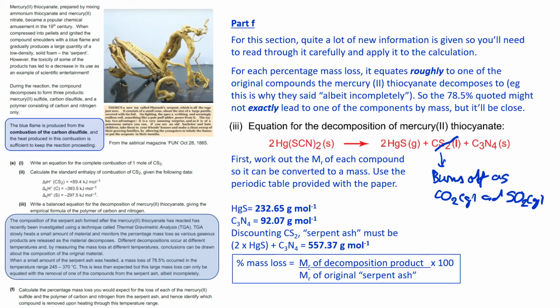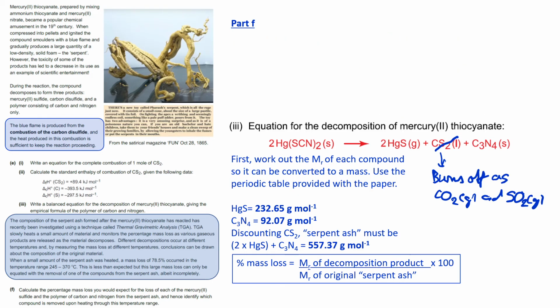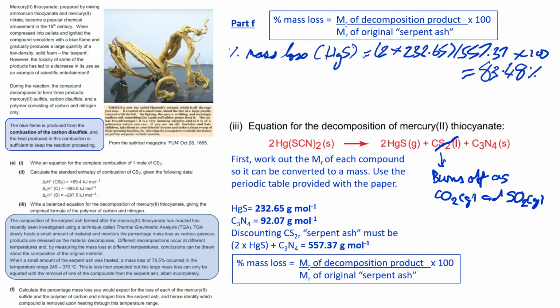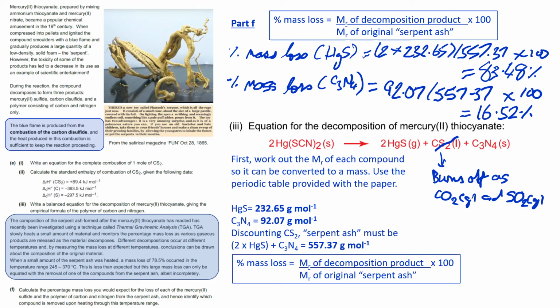So to work out the percentage of mass loss, the Mr of the decomposition product, whatever it happens to be, divided by the Mr of the original serpent ash from which it came, times 100, should give you the value. So clearing some space at the top and putting that equation at the top again, doing it for HgS, 2 lots of 232.65, because there's 2 moles of it, divided by 557.37 and multiplying by 100 gives you 83.48. Doing the same for 1 mole of C3N4, 92.07, divided again by 557.37, multiply that by 100 and it gives you 16.52.